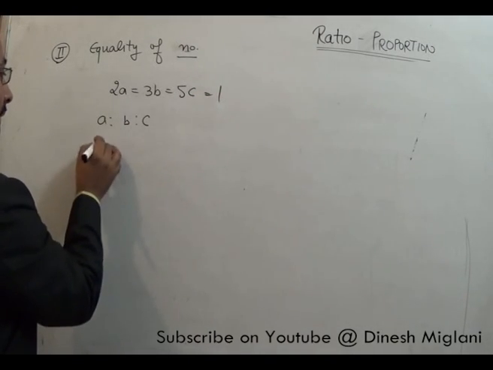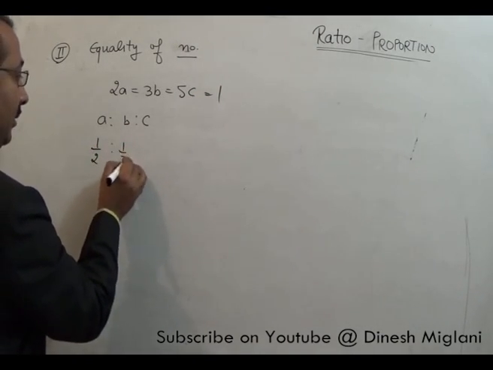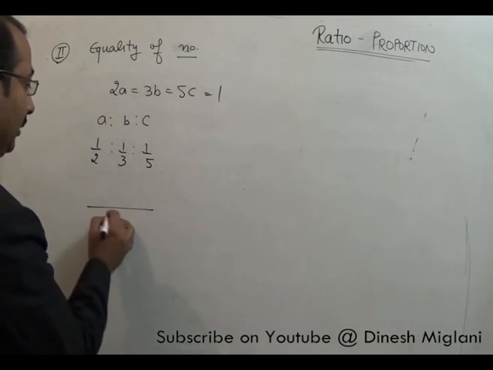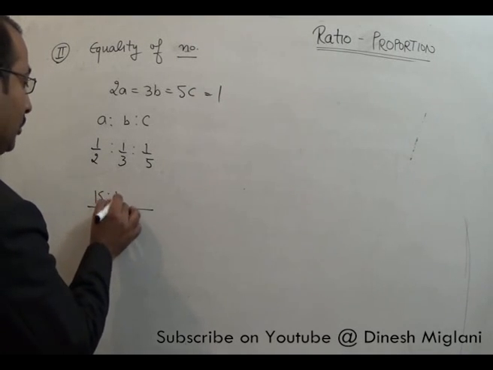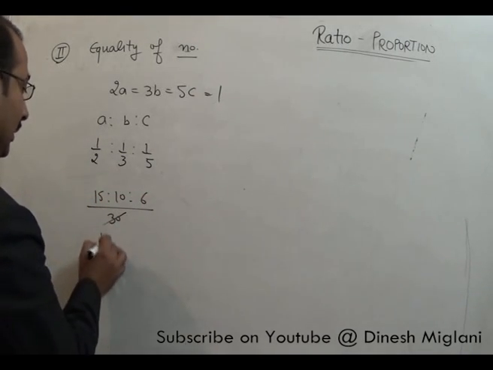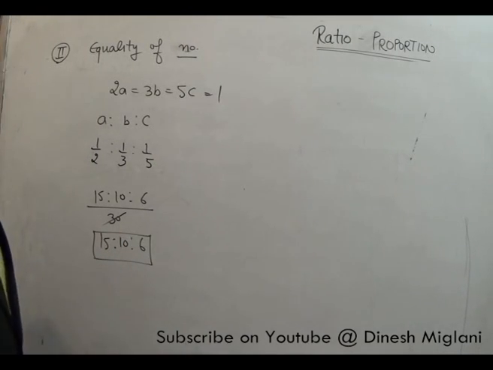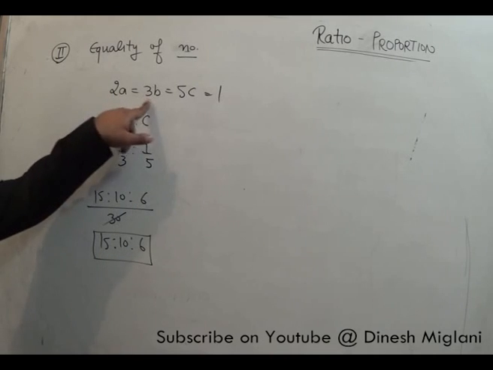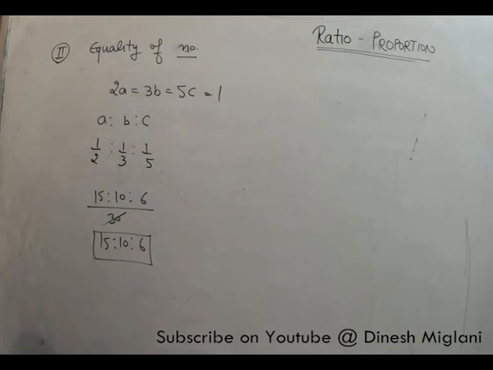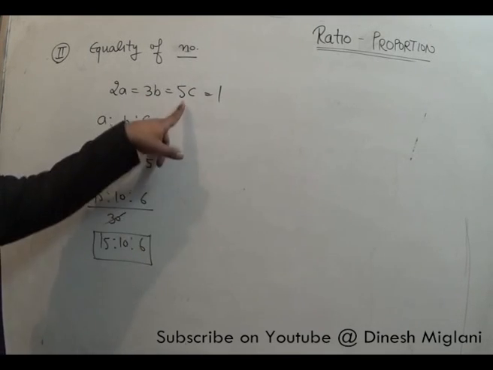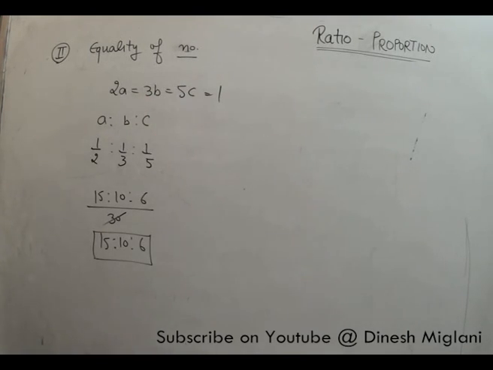So 2a is 1, a would be 1 by 2. This will be 1 by 3 and this will be 1 by 5. LCM is 30. So I can take it as 15 ratio 10 ratio 6. So my answer is 15 ratio 10 ratio 6. One shortcut approach is, whatever these numbers are, take the LCM of them, that would be 30. 30 by 2 gives 15, 30 by 3 gives 10, and 30 by 5 gives 6. The ratio will be 15 ratio 10 ratio 6.